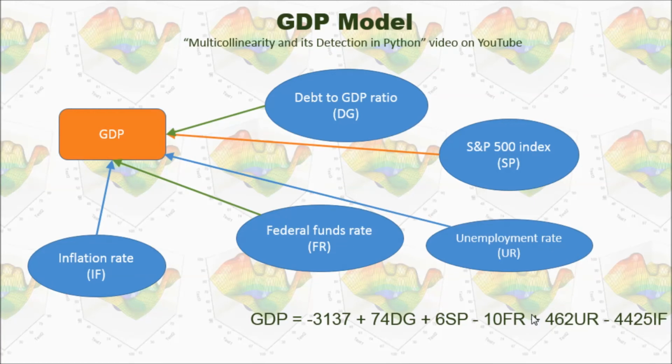In my previous video, I developed a model to predict GDP growth based on the following 5 factors. It is on YouTube under the title Multicollinearity and its detection in Python. You are welcome to watch this video. In this video, I'm going to use the same data for this normality test.